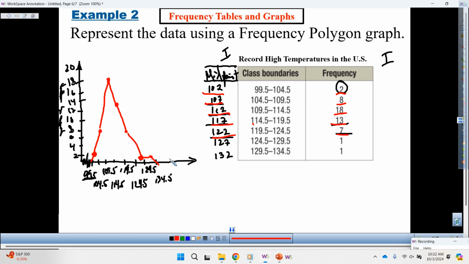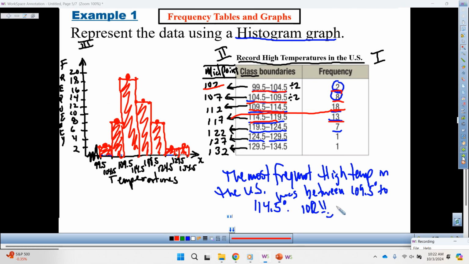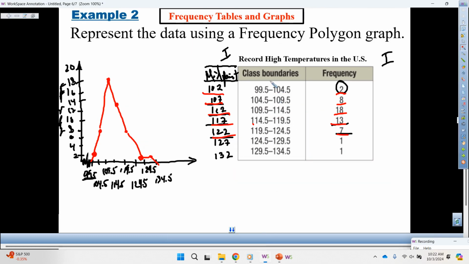All right. So therefore, what do you guys notice from the previous one to this one? That the process is exactly the same. You need a midpoint, except for the histogram, you do need the boundaries to create your little bar for each of the classes. Over here, for the second one, you don't need the boundaries, you just need the midpoint and the frequency and connecting the points instead of making bars.